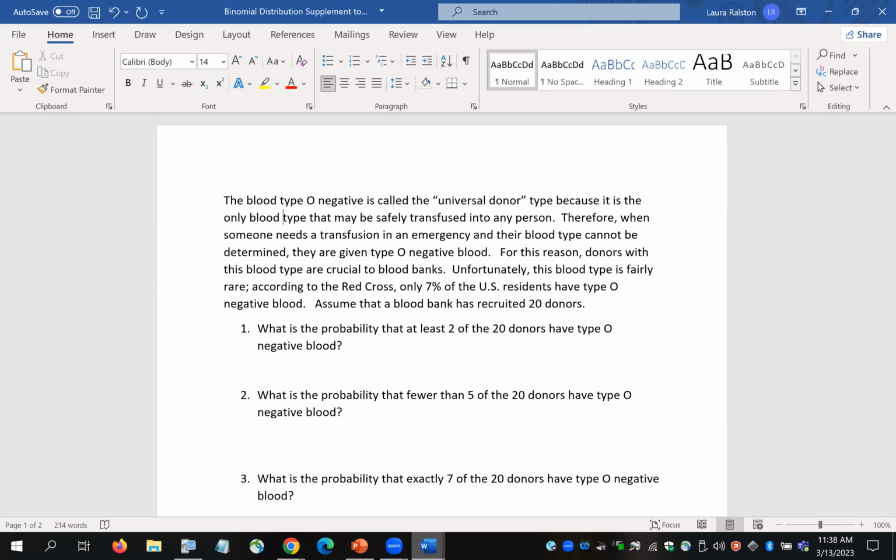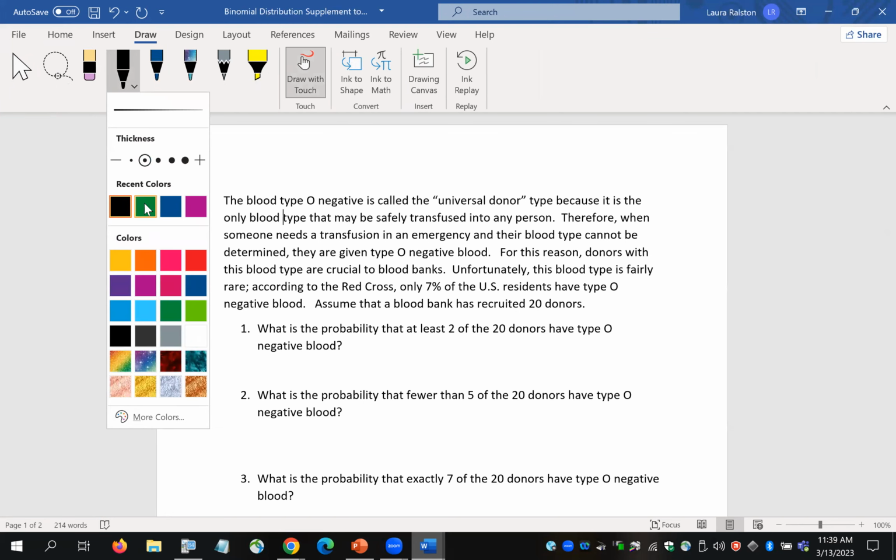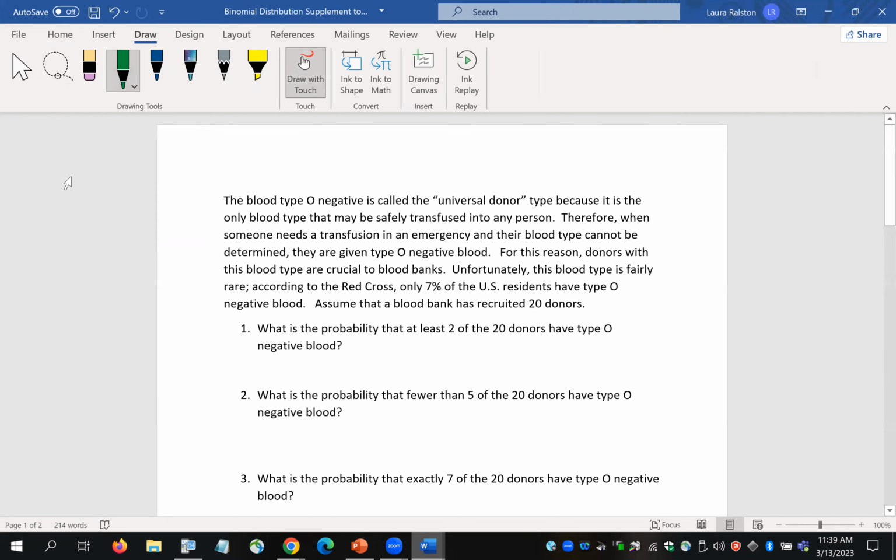According to the Red Cross, only 7% of the U.S. residents have type O negative blood. Assume that a blood bank has recruited 20 donors. And then there's a series of questions. The challenge, I suppose, is that it doesn't anywhere in this scenario tell you that this is a binomial. So you have to be able to recognize it as a binomial.